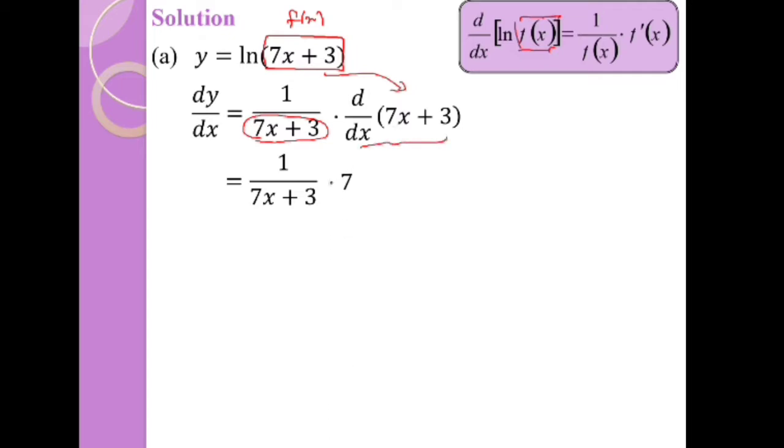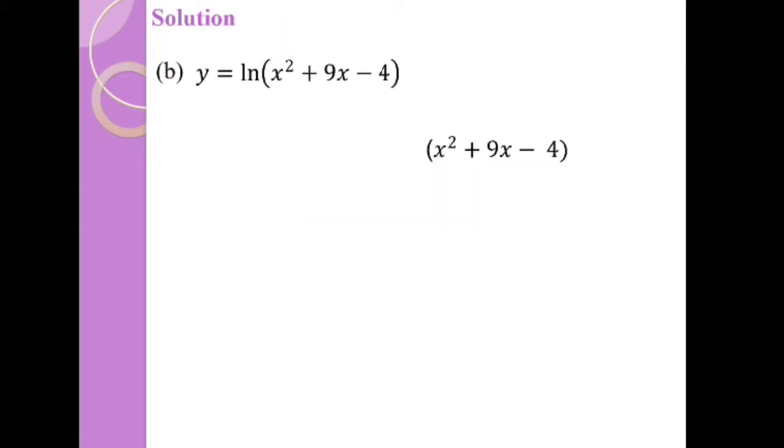Multiply it with the terms in front. And since this is just 7, 7 is over 1. So you can multiply numerator with numerator, denominator with denominator. What you get is 7 over 7x + 3. Now, pause the video and try to find the derivative of this function.